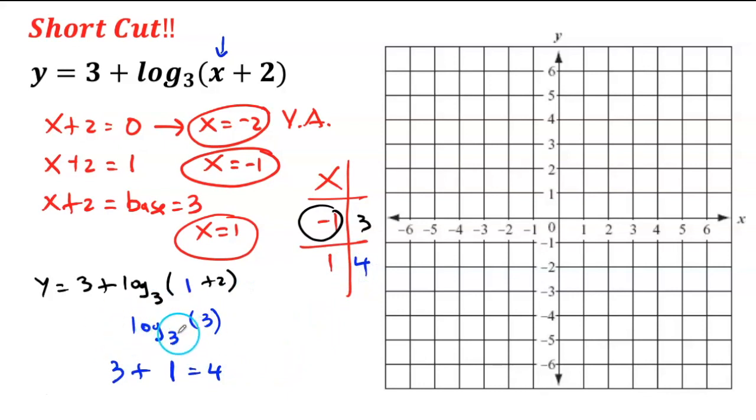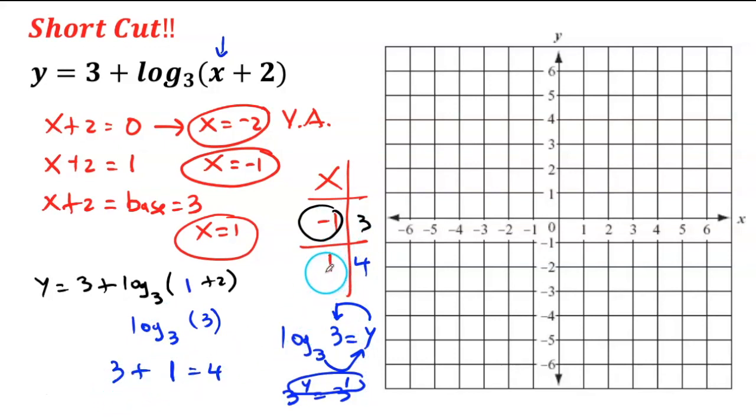Again, let's revisit this piece. Log on base 3 of 3 equals y. 3 to the y equals 3. What is my exponent? 1. 3 to the first is the same as 3 to the y. Therefore, y equals 1. And that's why I have 1 plus 3 equals 4. Now I have my table of values.